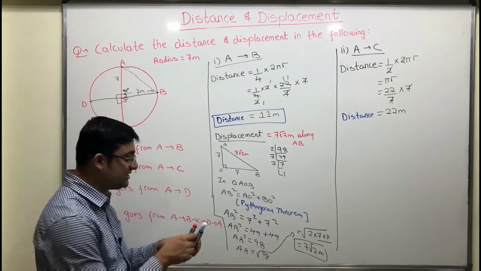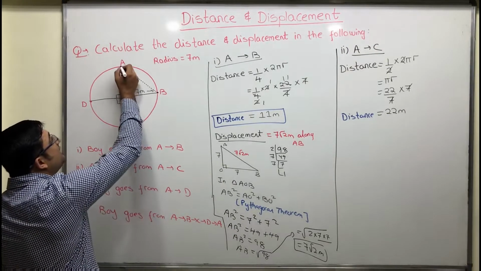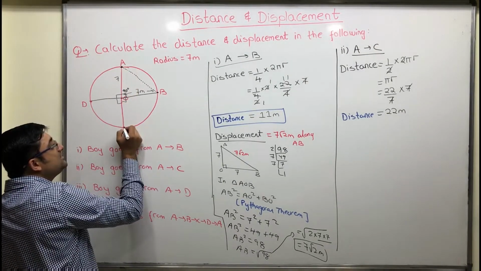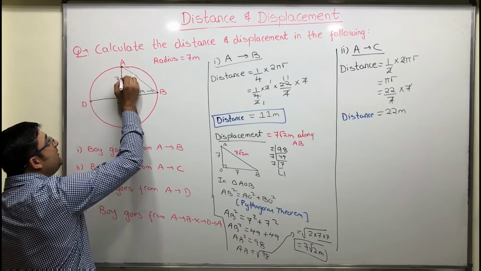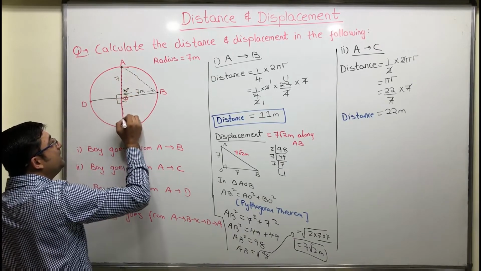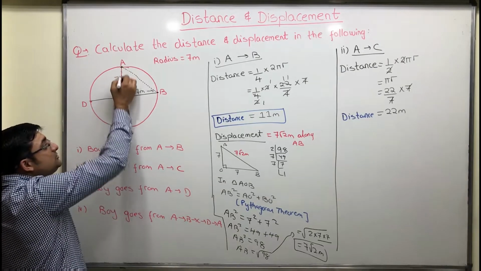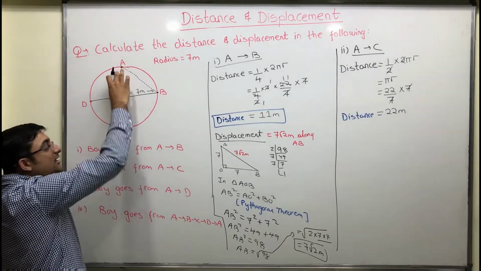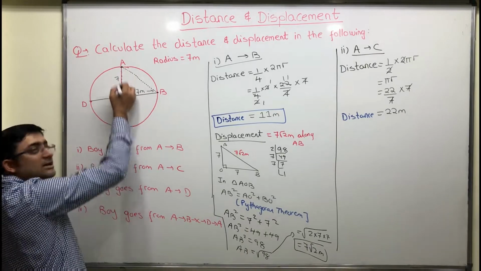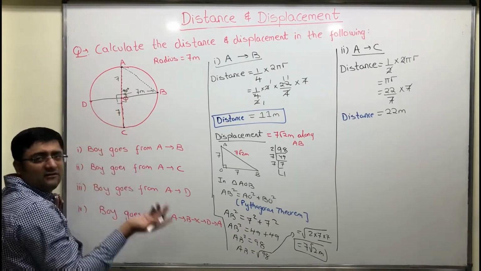Now what about displacement? See, this over here is the initial point. This over here is the final point. So displacement is basically this straight line over here. I repeat, what is displacement? Straight line between initial and final point. So this line over here. Now this is the radius. This is also the radius. So what is the length of this line? 7 plus 7, 14 meters.